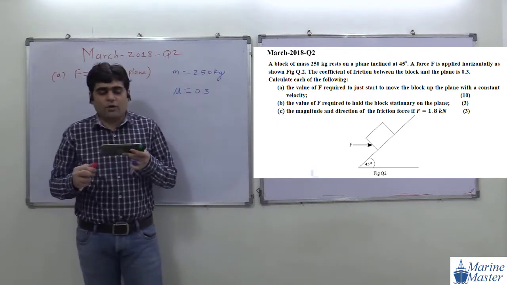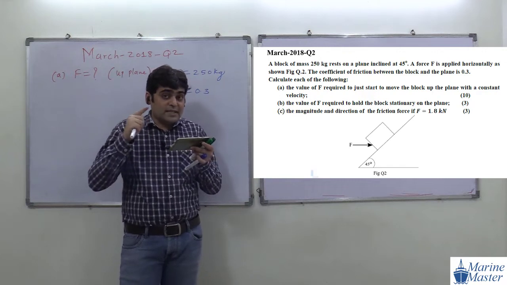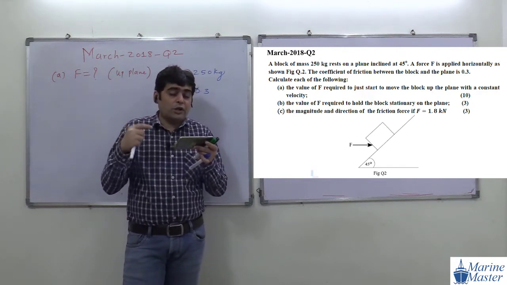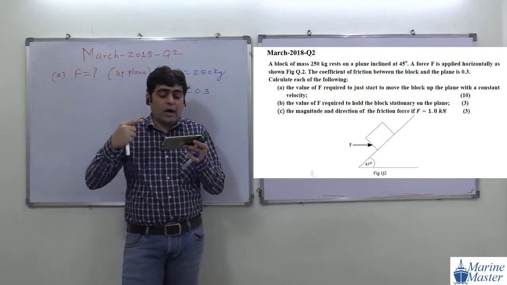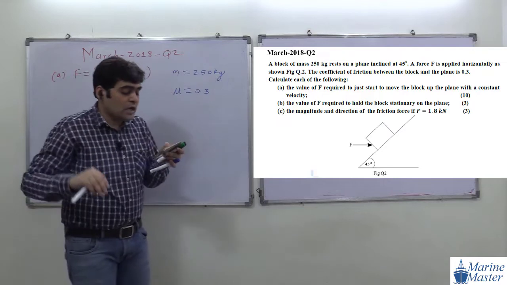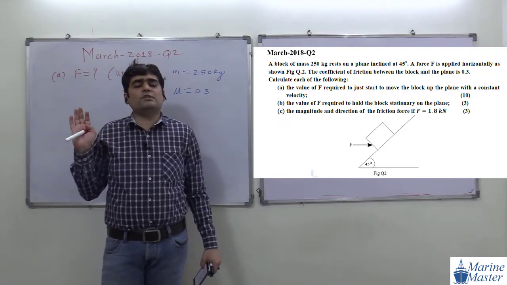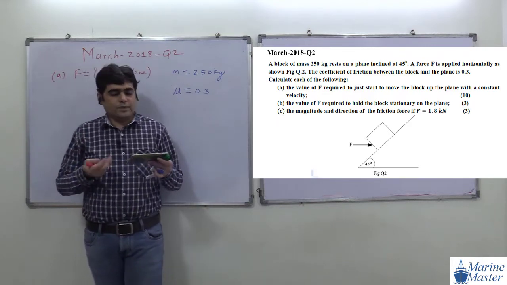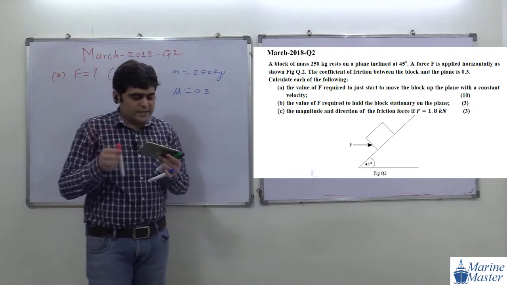So in A part, what we have to find out is the value of F required to just start to move the block up the plane. How do we have to move the block? With a constant velocity. Whenever they say constant velocity, it means it is in equilibrium, and equilibrium means the net resultant force on the system is 0.